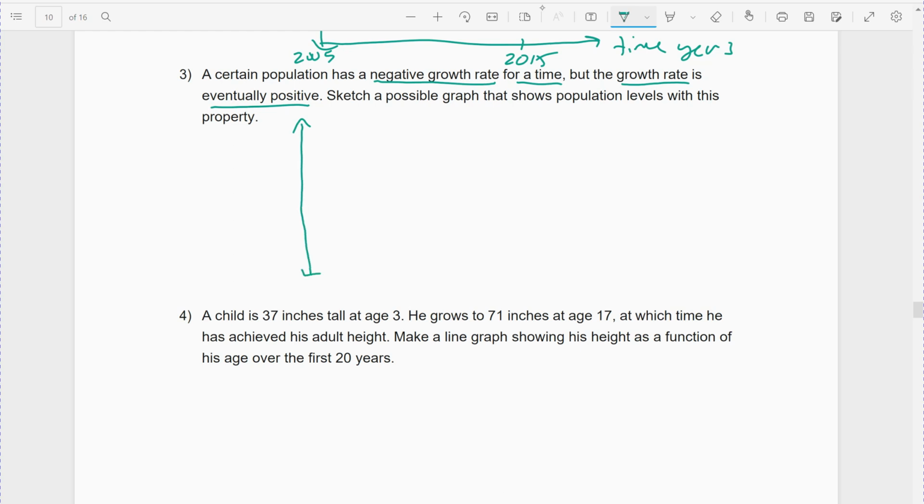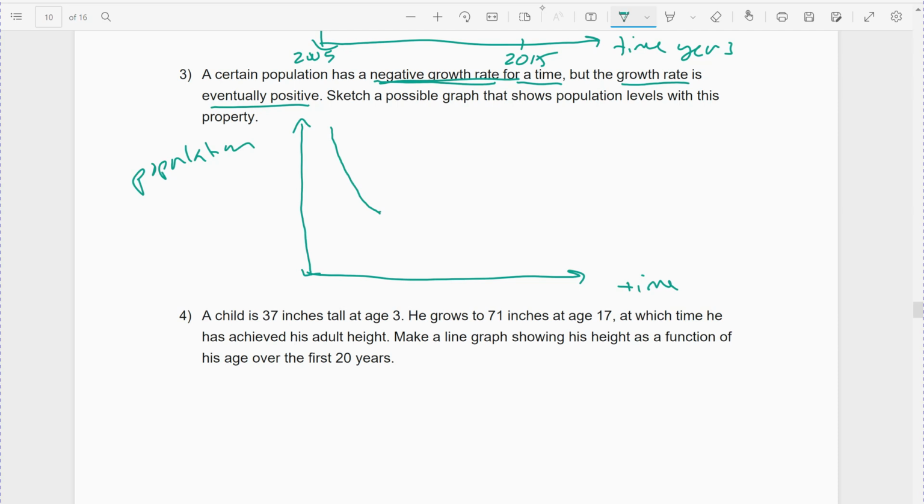All right, so again, it's a simple sketch. This would be the population. This would be the time. First, it's negative, meaning it's going to move down. At some point, it's going to switch to positive. So at some point, it curves down and curves back around and switches to positive.